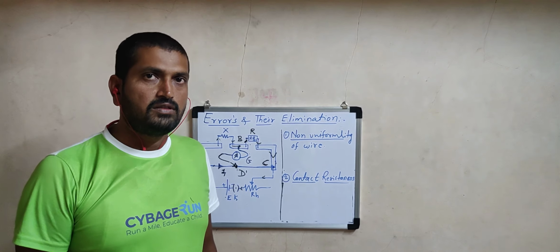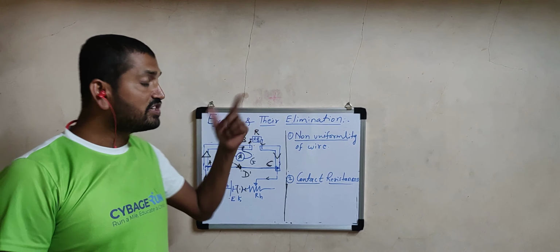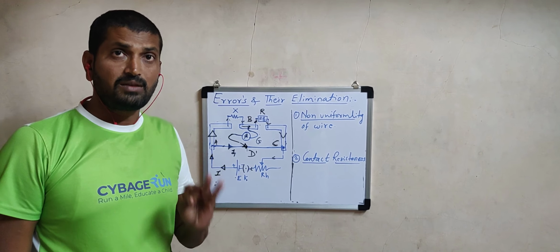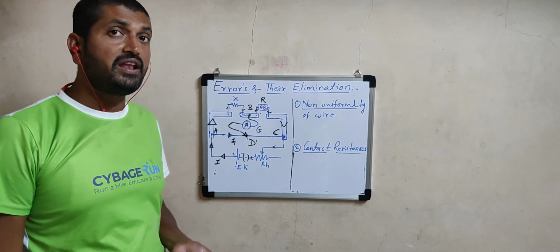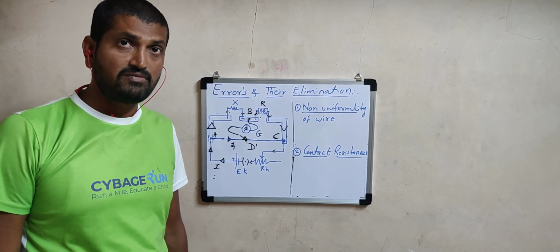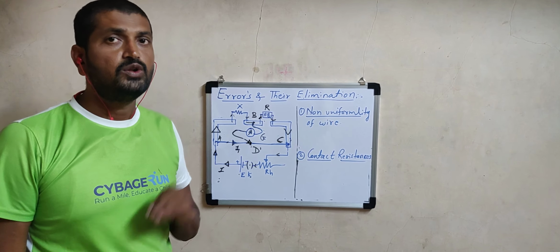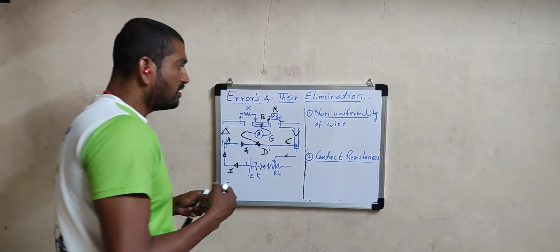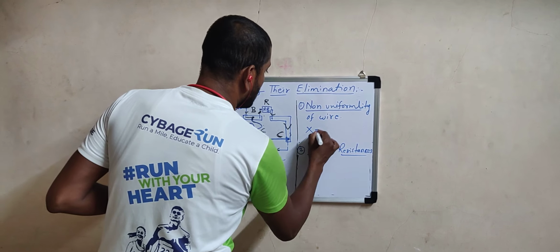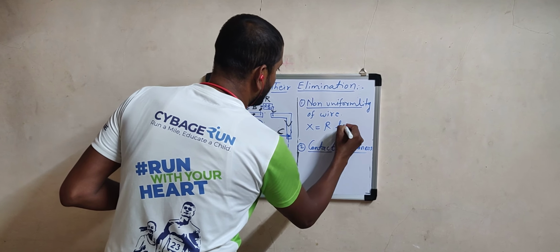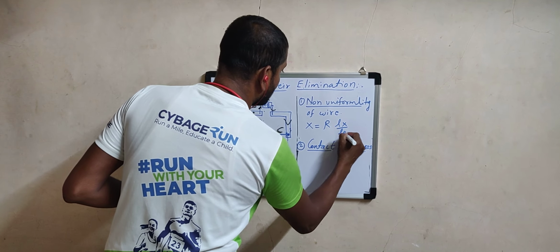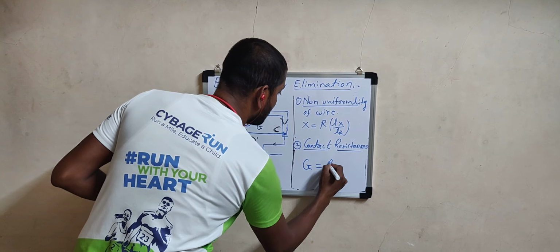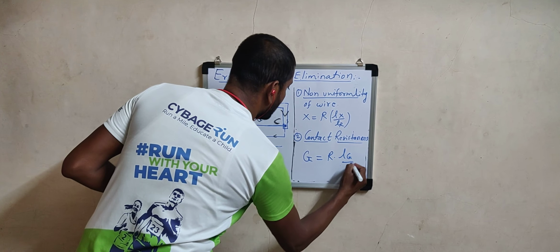Let us consider the types of errors and their elimination in the meter bridge experiment. We consider two meter bridge experiments. First, to determine the unknown resistance of a given metallic wire, and second, Kelvin's method to determine the unknown resistance of a given galvanometer. In the first method we got the formula X = R (Lx / Lr), and in the second method G = R (Lg / Lr).